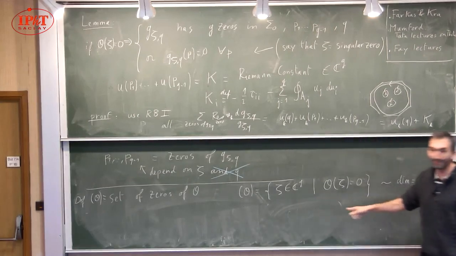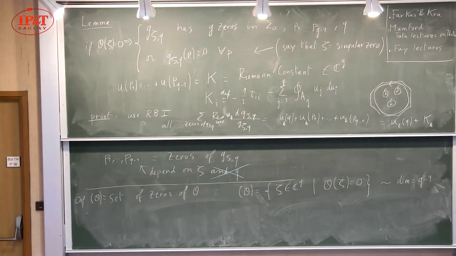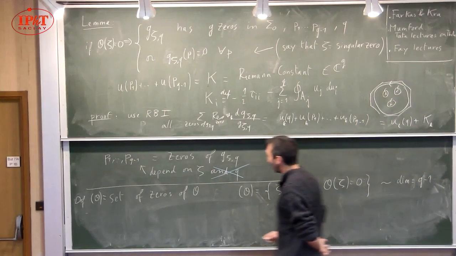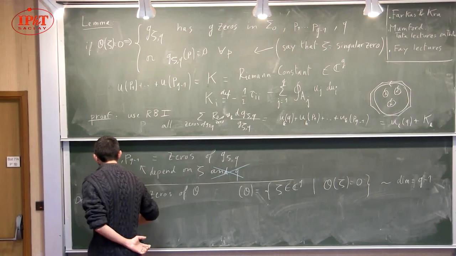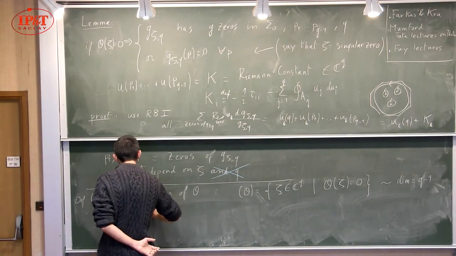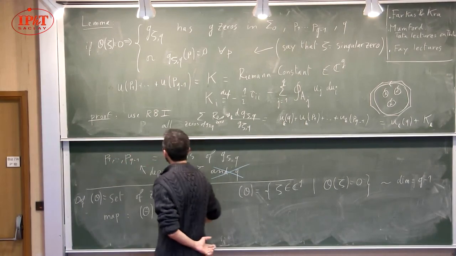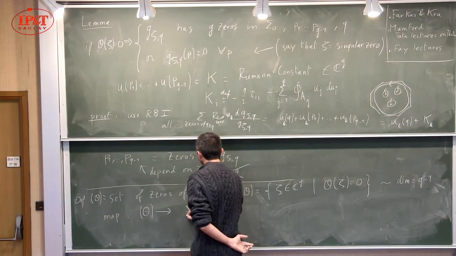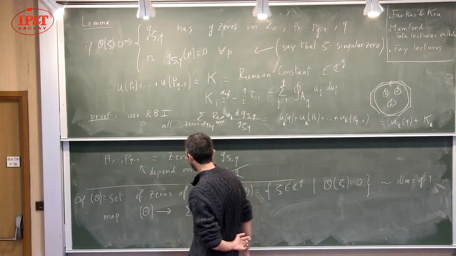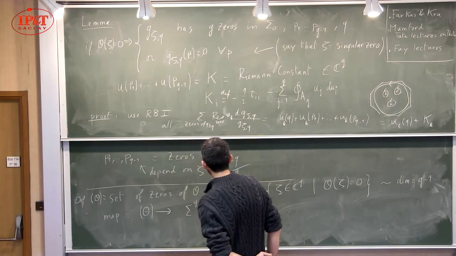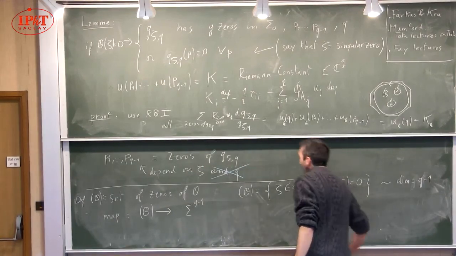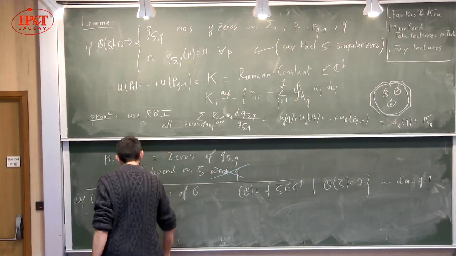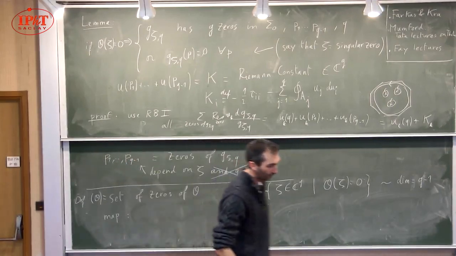So these zeros are indeed special zeros. Basically this has dimension g minus 1, and we have a map from theta to sigma to g minus 1. Sorry, I should write it the other way around. If we take, no, sorry, this is the right way.